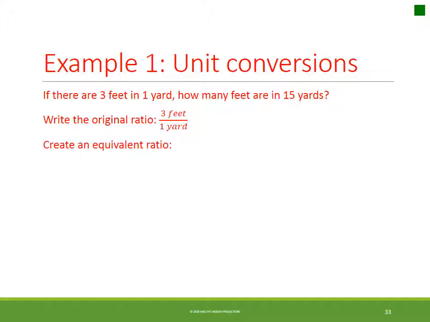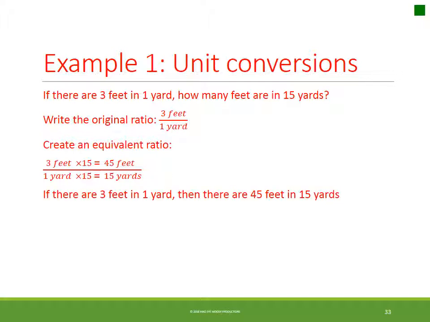If that's true, which it is, it says there are 3 feet in 1 yard, then we want to use that to create an equivalent ratio. So we know we're going from 1 yard to 15 yards. Well, how do we get from 1 to 15? We multiply by 15, because remember, we're using the constant factor of change, and we're going from 1 to 15, so it must be multiplying and not dividing. So we have 1 times 15 gives us 15 yards, which means that we're going to have 3 feet 15 times. And so 3 feet 15 times is 45 feet. So if there are 3 feet in 1 yard, then there are 45 feet in 15 yards.